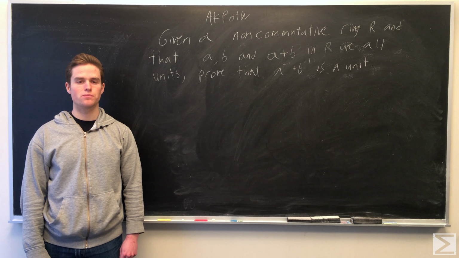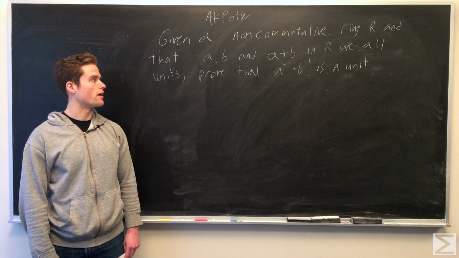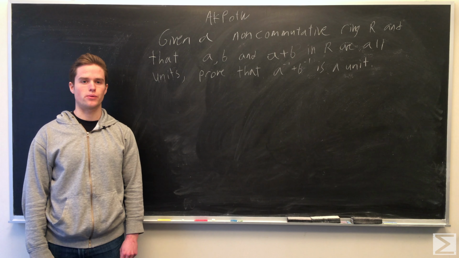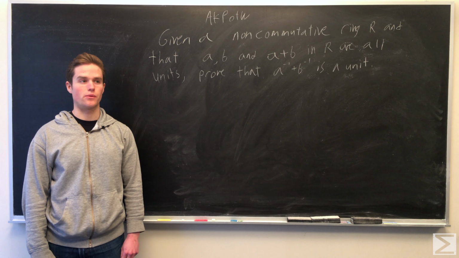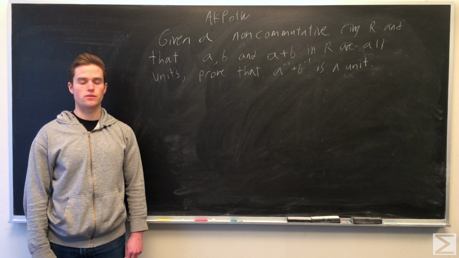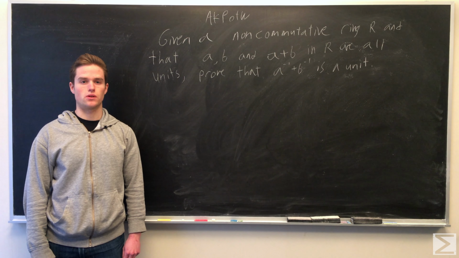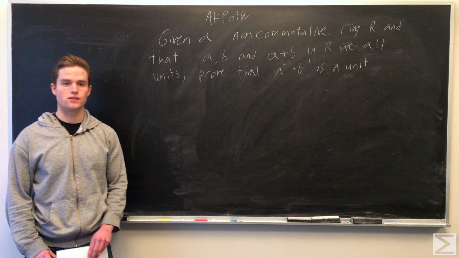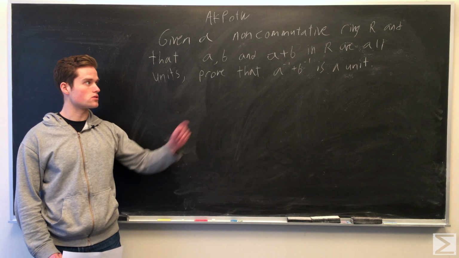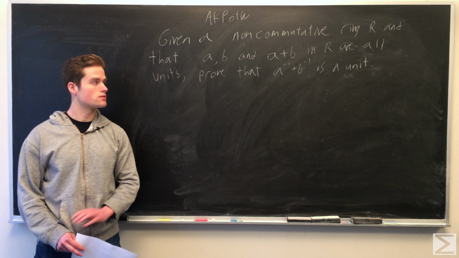For this week's problem, we're given a non-commutative ring R. We're given elements A, B, and A plus B are all units in R, and we want to prove that the inverse of A plus the inverse of B is also a unit in R. So we're going to do this by explicitly constructing the inverse of A inverse plus B inverse.